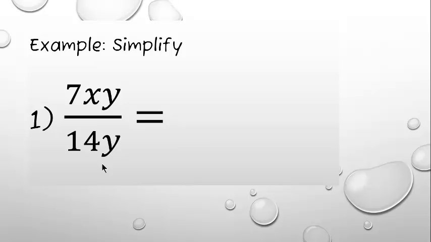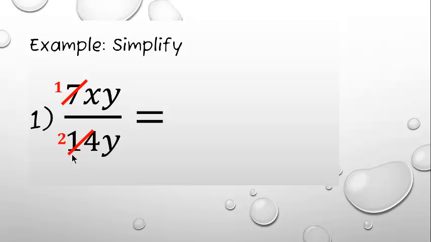Okay, looking at an example, we have 7xy over 14y. That means 7xy divided by 14y. Looking at the coefficients first, we have 7 over 14. So 7 goes into 7 once, 7 goes into 14 twice, so we end up with a half. So we've got xy over 2y.